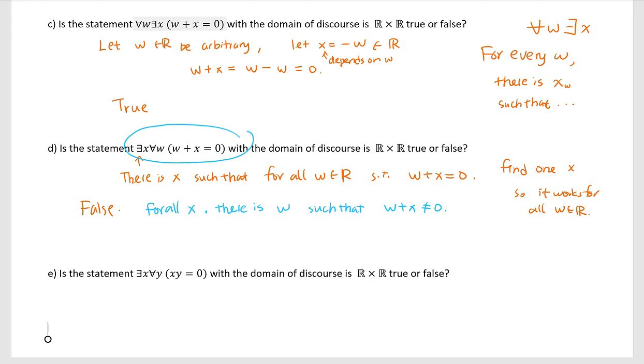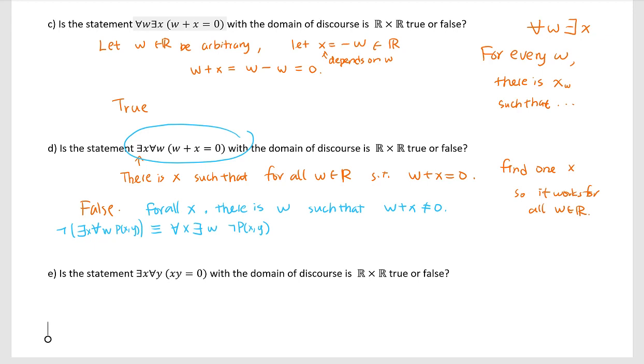The negation of there exists x for all w, if it's p of x, y, the negation of it is: for all x, there is a w, not p of x, y. That's why we're going to show the negation is true. So for all x, there is a w such that not p, so w plus x is not 0.